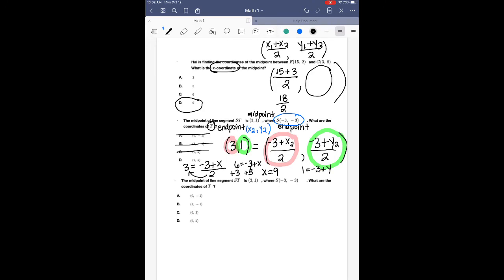So 1 equals (-3 + y)/2. So we're going to multiply the 2 over. And that's going to give me 2 equals -3 plus y. Add the 3. And y equals 5. So you set it up and you work backwards using your inverse operations.